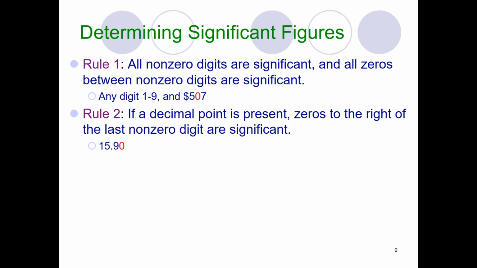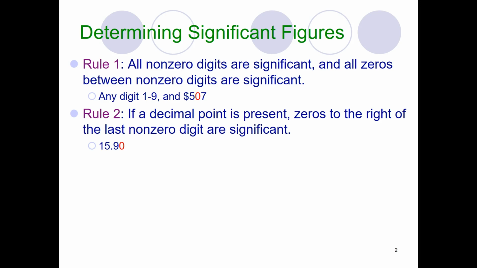So in this example, 15.90, the 1, the 5, the 9, based on rule 1, they are automatically significant. The only one we're not sure about is that 0, the one I've colored red. Based on rule 2, if a decimal point is present, and when I look at that number there's a decimal point right between the 5 and the 9, I can see it with my eyeballs.